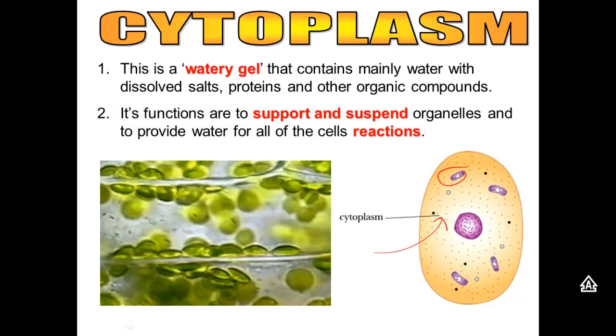Without cytoplasm, you wouldn't have enough water to make all of the reactions in your cell happen. So the cytoplasm is very important for reactions. And of course, it also helps to hold the shape of the cell. You can see in this picture the clear part of a plant cell is the cytoplasm.